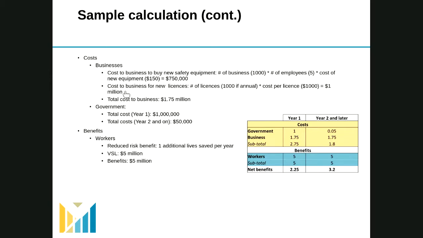We could have a cost to business for the new licenses. So if these licenses are annual, this would be the time that businesses actually spend managing the license, filling out the forms, and making sure that they are up to standard. So just assume that this is $1,000. So then we get an annual cost to businesses of $1.75 million.